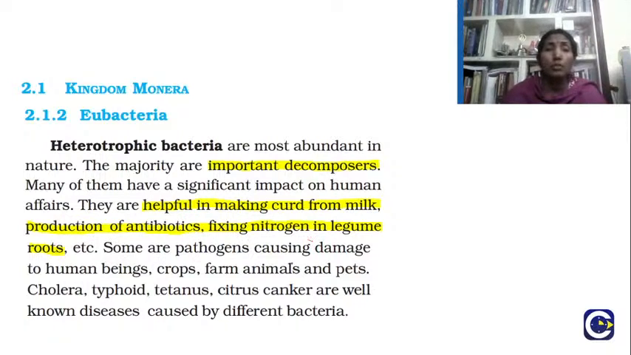Some pathogens can cause damage to crops, farm animals, and pets, or they can cause diseases like cholera, Vibrio cholerae, typhoid, Salmonella typhi, tetanus, Clostridium tetani, or citrus canker, all because of bacteria.